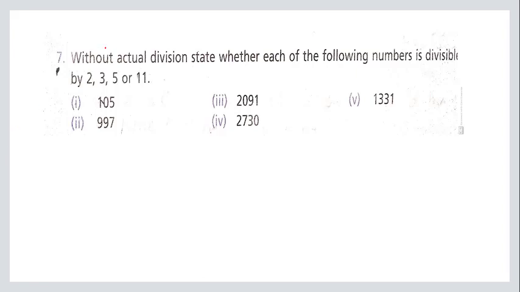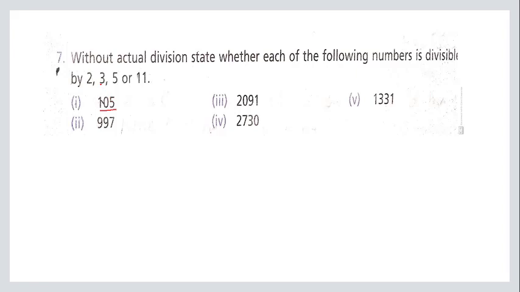Question number 7 is, without actual division, state whether the following are divisible by 2, 3, 5 or 11. Now look at this number 105. Now how to check if this number is divisible by 2 or not? We will look at the units place digit, which is 5, right? This is not 0, not 2, not 4, not 6, not 8. If the units place digit is 0, 2, 4, 6, 8, then the whole number is divisible by 2. But in this case, the units place digit is 5, so this is not divisible by 2.